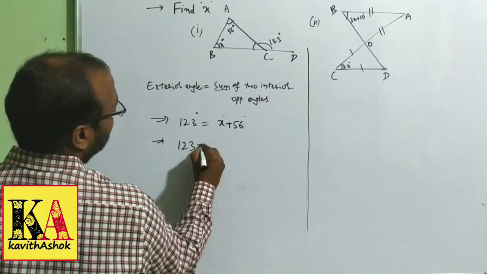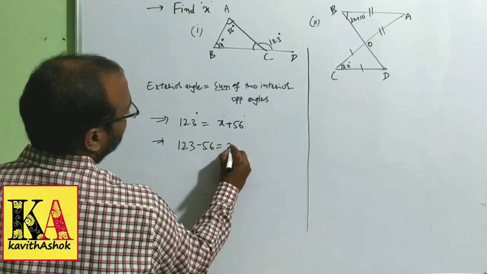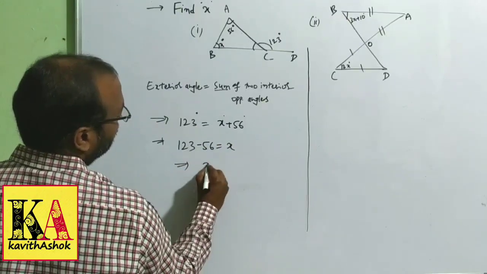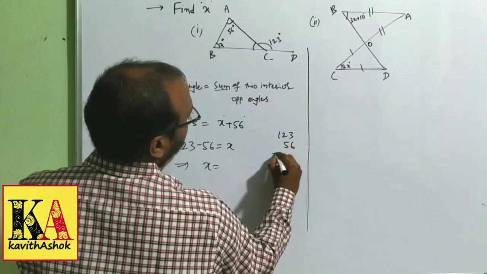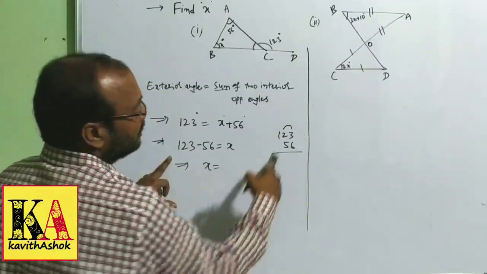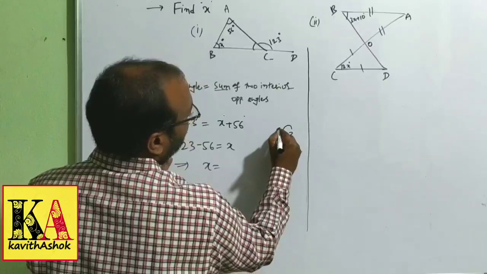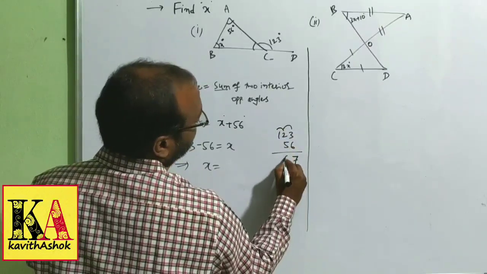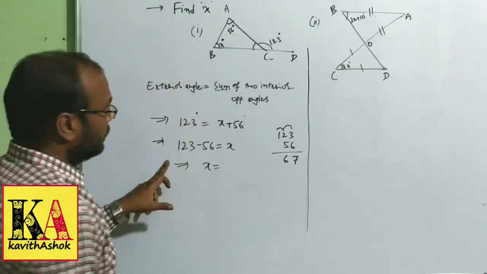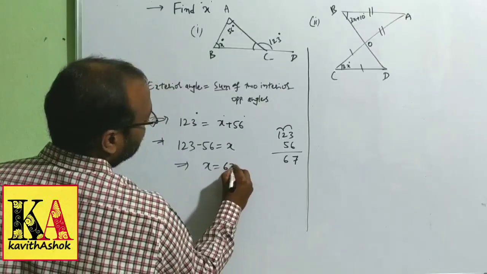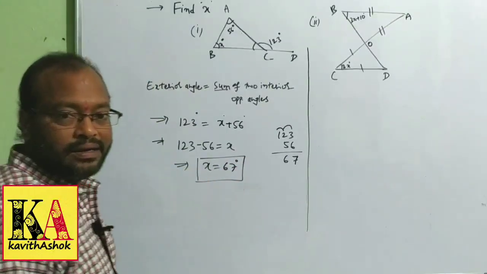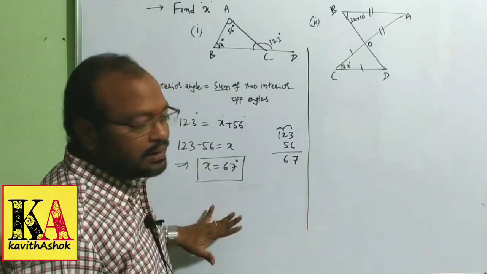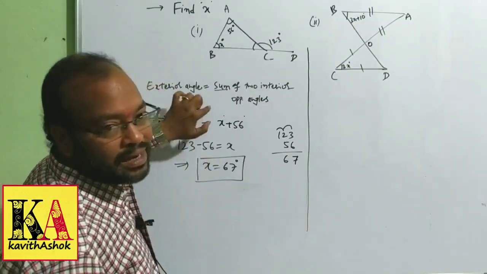Take this 56 to the left part, minus 56. That is equal to x. Now x is equal to 123 minus 56. 13 minus 6 is 7. Carry 1, 11 minus 5 is 6. Okay. 67. x is equal to 67 degrees. Like this, we can calculate the answer. So what we used here? Here we use exterior angle property.